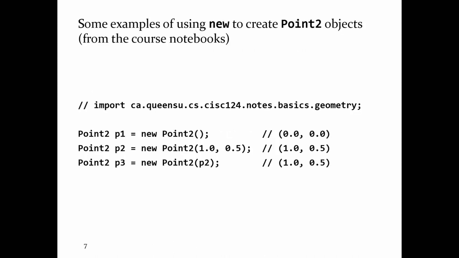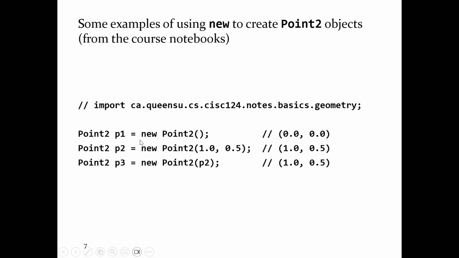So for example, if you're looking in the course notebooks, there's a Point2 class. If you have the source code for the course, you can find the source code in this package here. So the Point2 class is just a two-dimensional point, so x and y, a two-dimensional point in Cartesian space. So it has an x and a y coordinate. X and y are both double values, so it's roughly a real point in two dimensions.